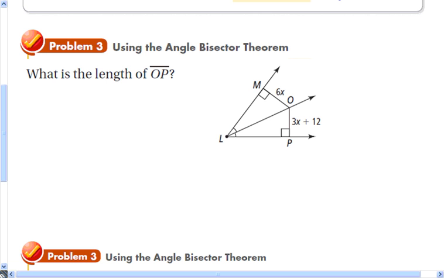All right, so we're going to use this angle bisector theorem to figure out the length of OP. So we know that O is on the bisector of angle MLP, and we know that because of these marks here, that they're congruent angles. We also know that this line is perpendicular, so this represents one of the distances, this represents the other. And by the angle bisector theorem, we know that this line is congruent to that line. So we know MO is equal to OP, and that's by the angle bisector theorem.